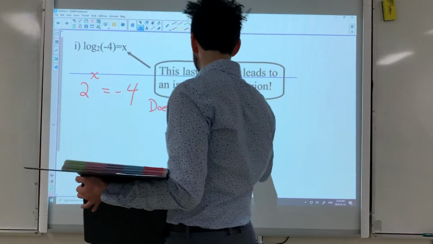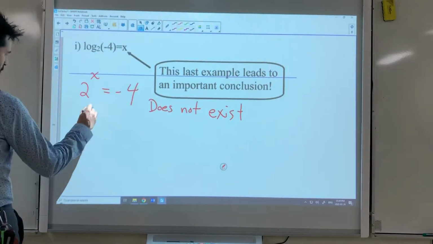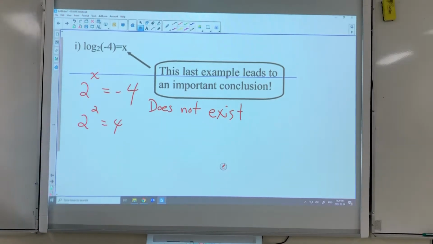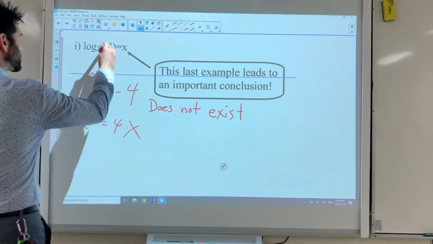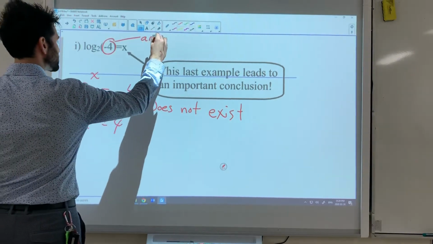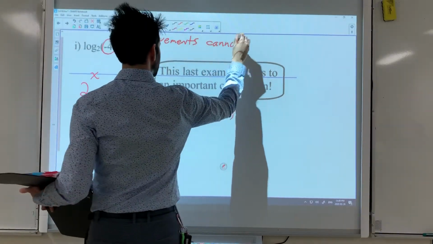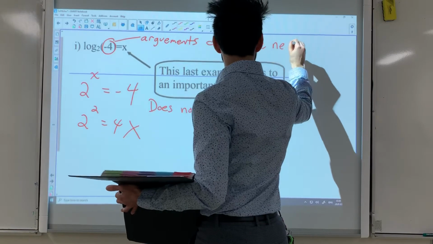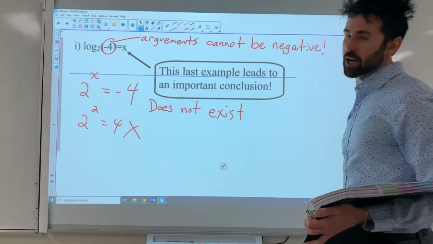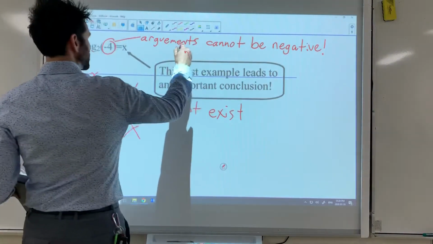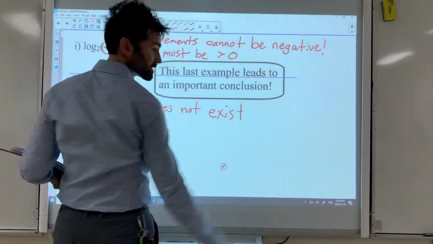There's no way that I'm going to raise 2 to some power and pull out a -4. Like, if you think, well, 2 squared is 4, how are you going to get the negative? There's no way to get that negative. Does not exist. Well, what does this mean for us? This means that arguments cannot be negative. In fact, I'll go one step further and say arguments must be greater than 0.